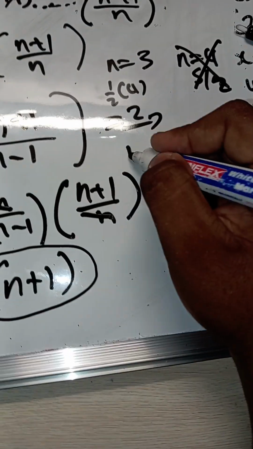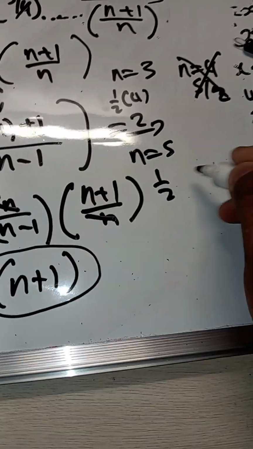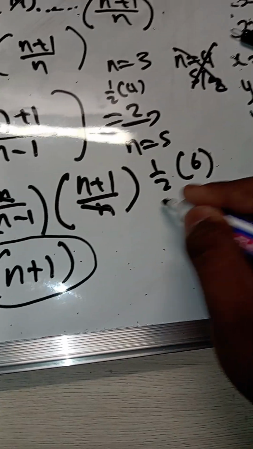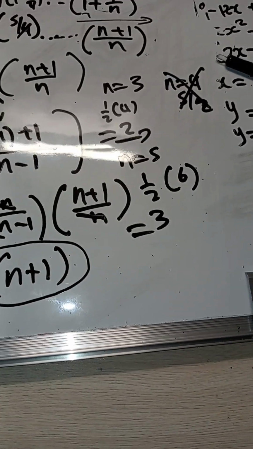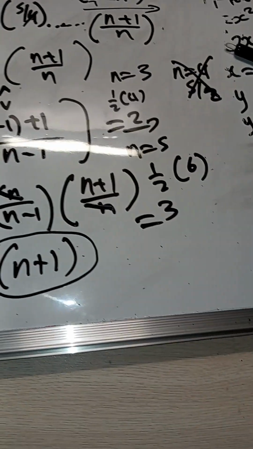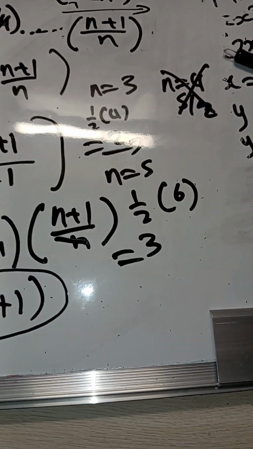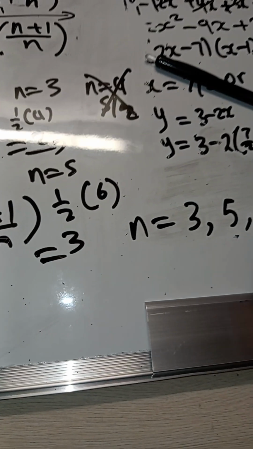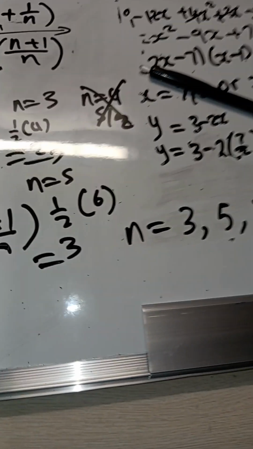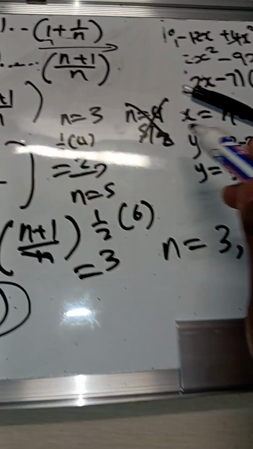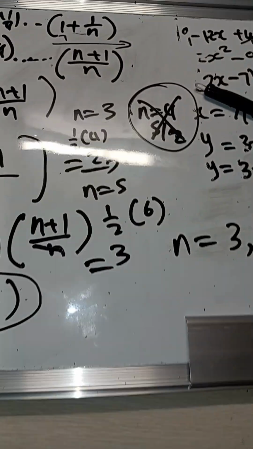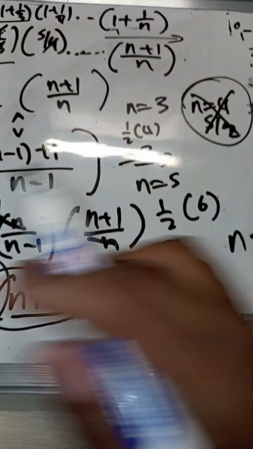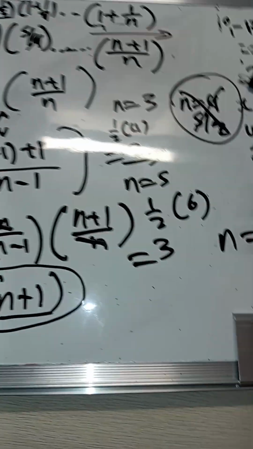Now we continue. N equals 5, half. 5 plus 1, 6. 6 times half, 3. Can you see what I'm trying to tell you guys? So it means that the possible values of n have to be 3, 5, 7, 9, etc. Because I showed you the reason why you couldn't use 4. Even if you try 6, 6 plus 1 is 7. 7 over 2 is a fraction. We can't use it because the answer must be an integer.